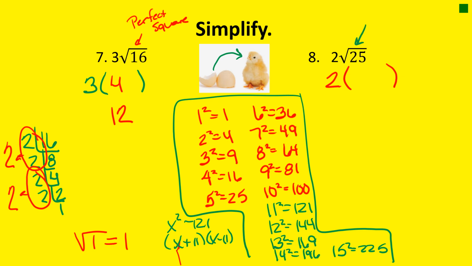So is 25 a perfect square? It sure is. What is the square root of 25? 5. Remember, when you're answering what is the square root, you're saying what times itself gives me 25. Nothing's left inside, everybody's outside, so 2 times 5 is 10.